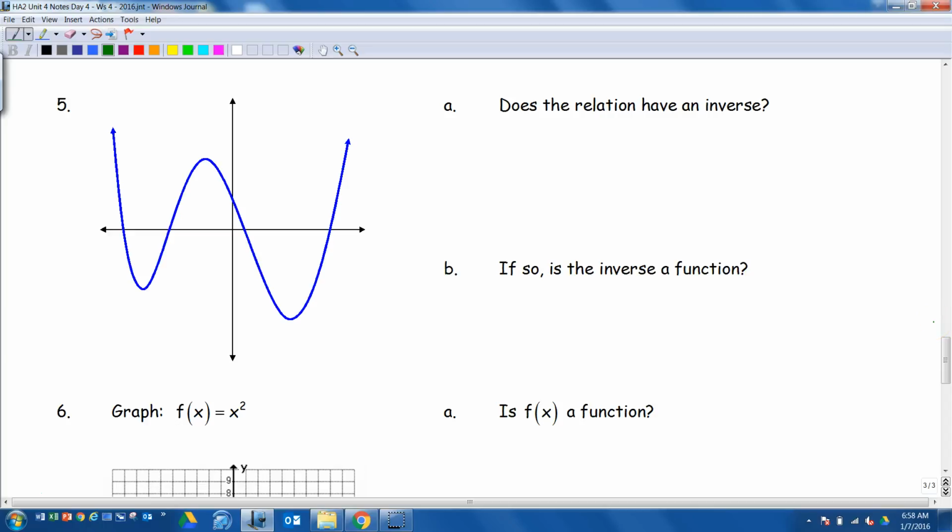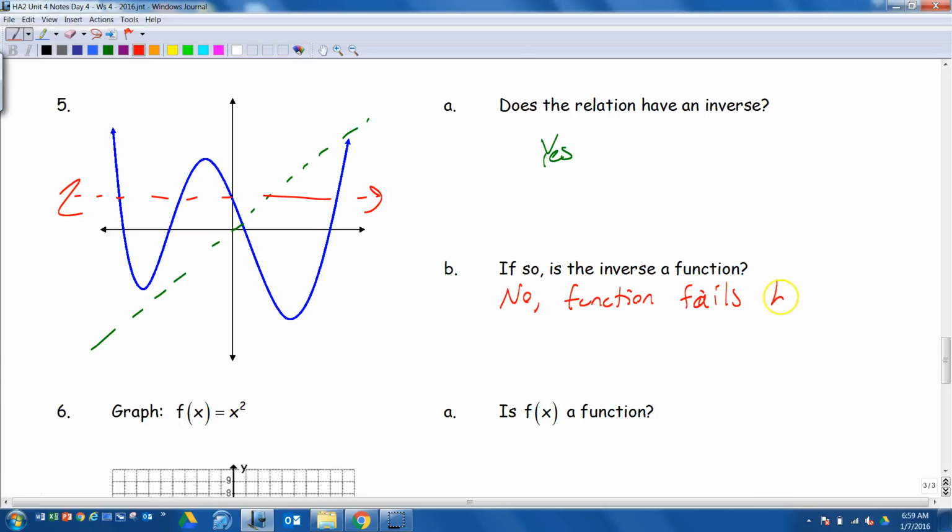All right, let's look at a couple of these. Does the relation have an inverse? Yeah, we can rearrange these points and flip this thing over that line. Yes, it does. We can map all the points to something else. Is it a function, though? Well, if we want to know if the inverse of this is a function, we can just do a horizontal line test. And clearly, no, because the function, not the inverse, fails the horizontal line test.